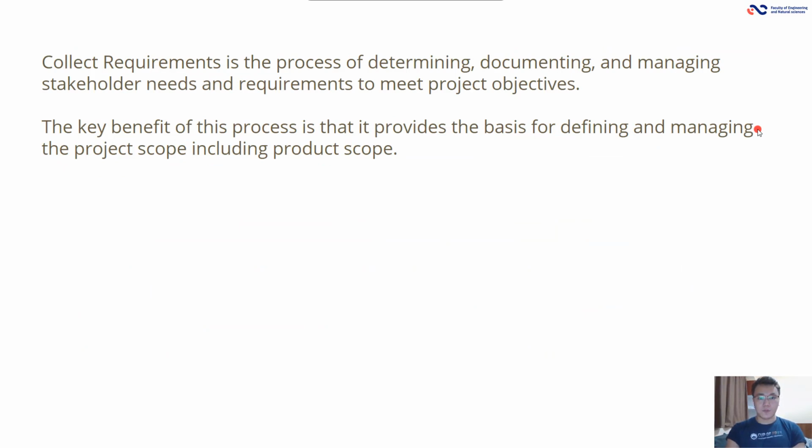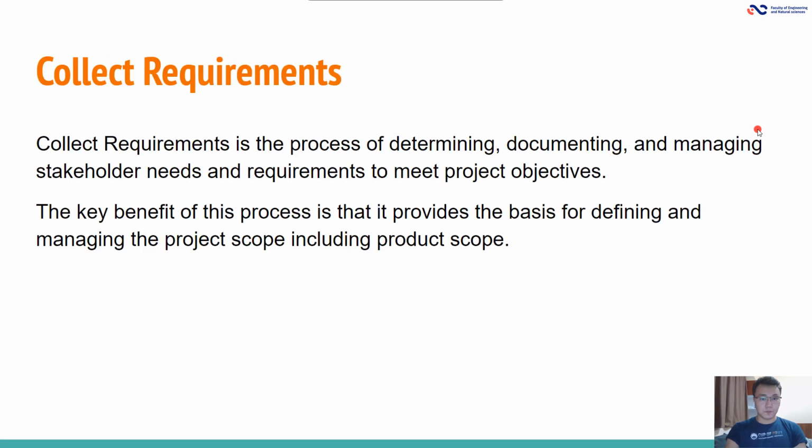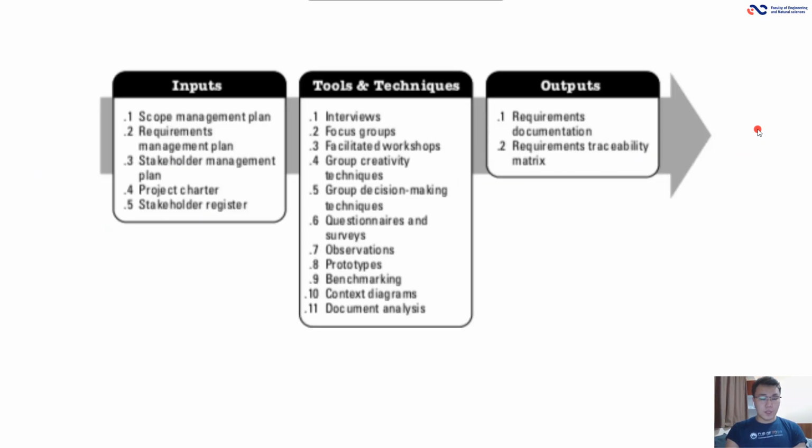Collect requirements is the process of determining, documenting, and managing stakeholder needs and requirements to meet project objectives. The key benefit of this process is that it provides the basis for defining and managing the project scope, including product scope. Here in inputs, we have the scope management plan, requirements management plan, stakeholder management plan, project charter, and stakeholder register.